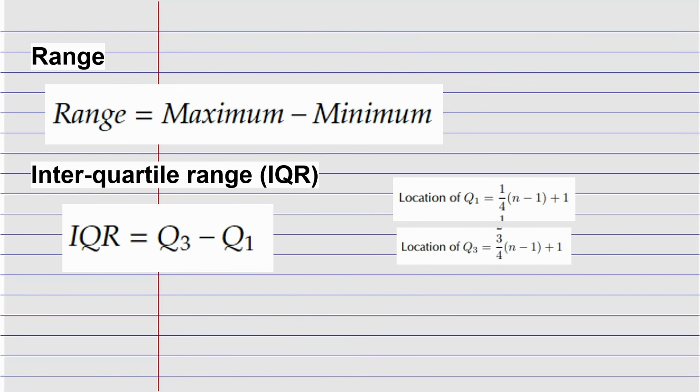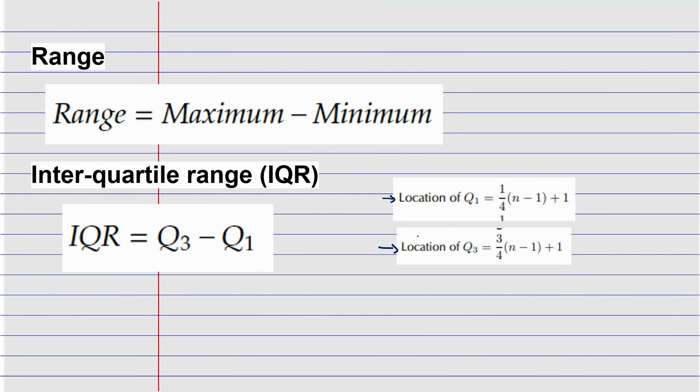So that's all I wanted to say. Now we're going to talk about the range and the interquartile range, right? The range is taking the maximum value minus the minimum value, meaning you need to rearrange your data from smallest to biggest. Then your interquartile range is finding your Q1 and your Q3, so it's Q3 minus Q1, right? And how do we find our Q1 and Q3? By using this formula.